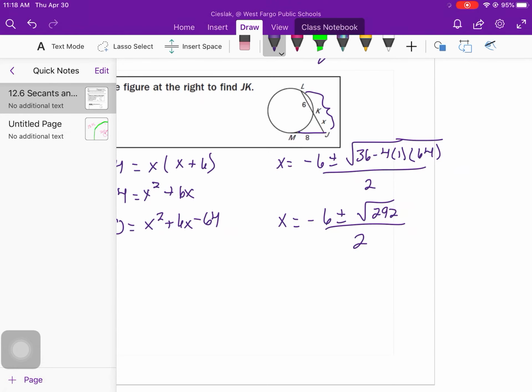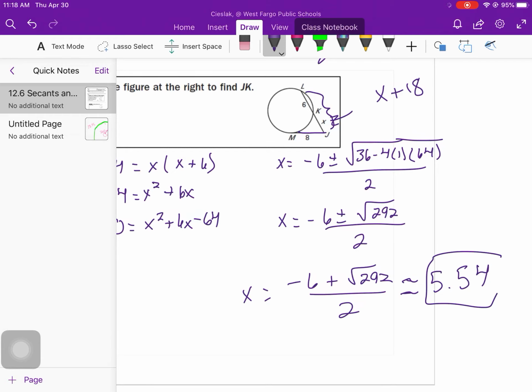On this one, again, the negative doesn't make sense because I'm just finding x. If it was like x plus 18, then maybe a negative would work as long as it came back positive. But since it's just x, I can ignore the negative. So negative 6 plus the square root of 292 all over 2 is going to give me a value of approximately 5.54. And there we have it.